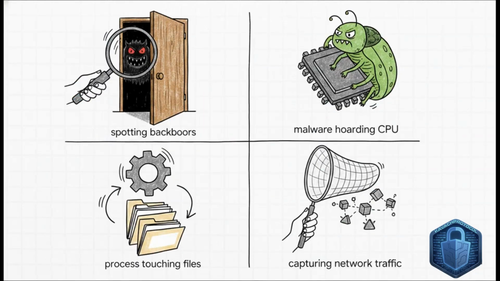To get that answer, we rely on a few essential commands. The first one, ss -tulpn, is just incredible. It instantly reveals all open, listening ports on your machine and tells you exactly which processes own them. It's basically the perfect tool to spot an attacker's backdoor connection. Then you have ps aux, which lists every single running process on the system, letting you spot any malware that might be hoarding your CPU. If you do find something sketchy, you use lsof -p with the process ID to see exactly which files that specific process is touching. And for total, uncompromised visibility, tcpdump lets you capture live, packet-level network traffic right from the command line.